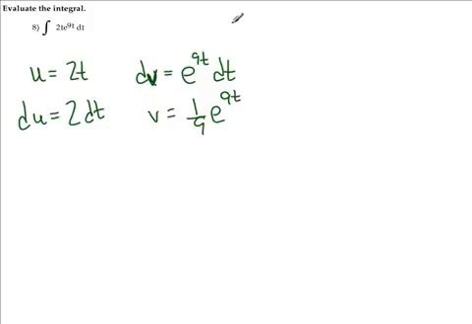Let's set it up here. This would equal u times v, which is 2t times 1/9 e to the 9t. I'm going to write that as 2t over 9 e to the 9t minus the integral of v du. When I multiply these together, I'm going to have the constant 2/9. So I'm going to let that constant come forward, 2/9, and then I just have e to the 9t dt.